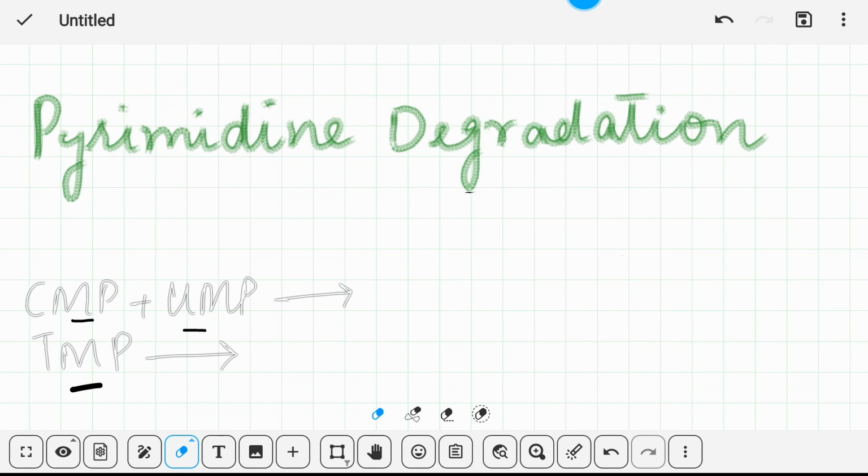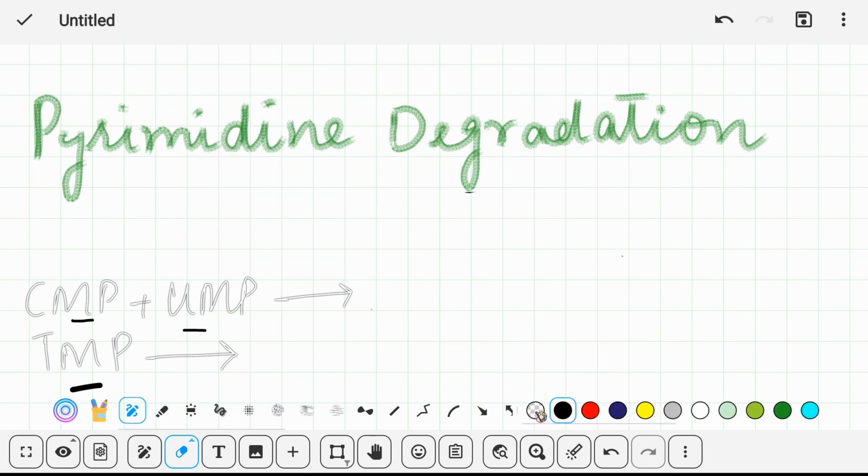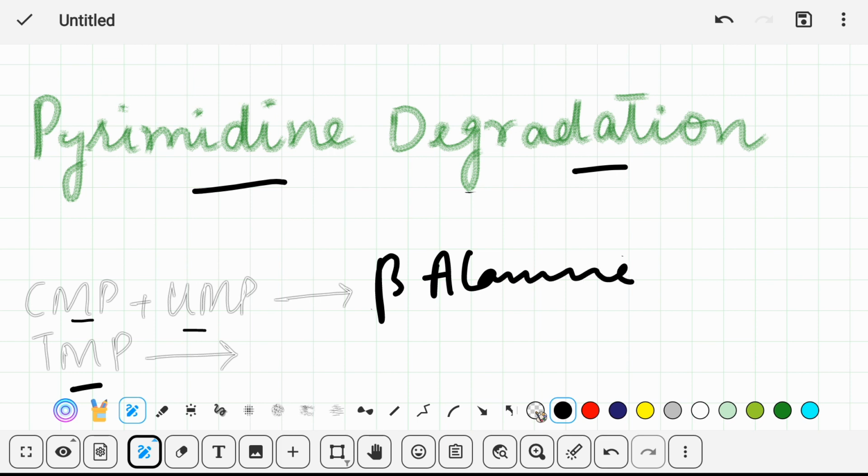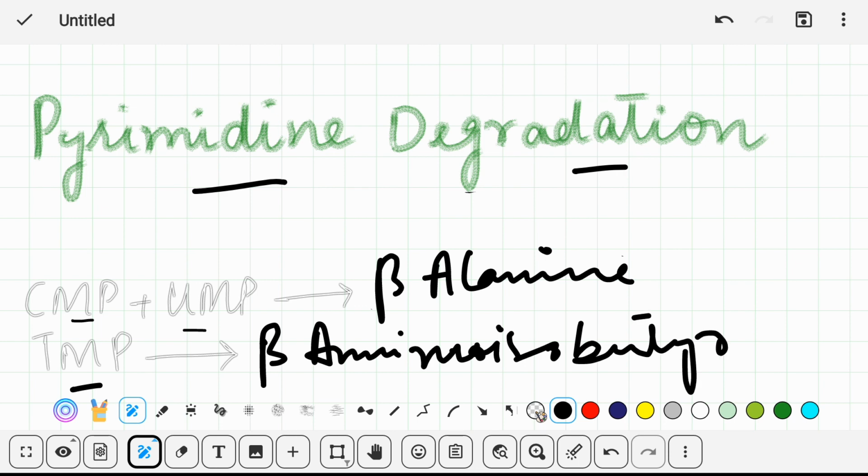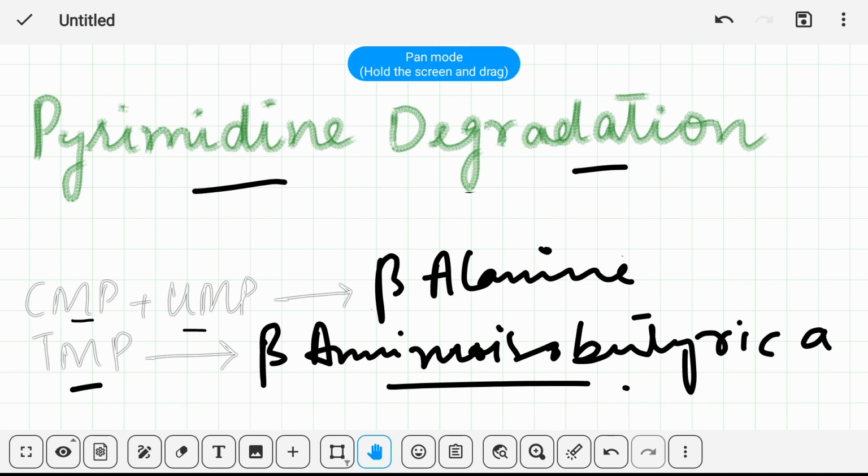Okay, let's talk about pyrimidine degradation. Just like purines are degraded in our body, pyrimidines are also degraded, but the process is not as complex as it was for purines. CMP and UMP are degraded basically into beta alanine, whereas TMP is degraded into beta amino isobutyric acid. That's all about pyrimidine degradation.